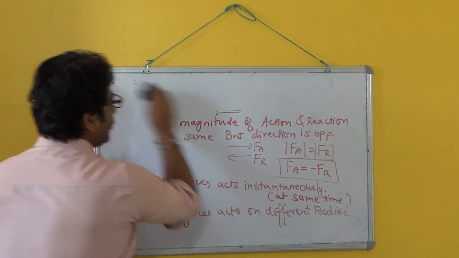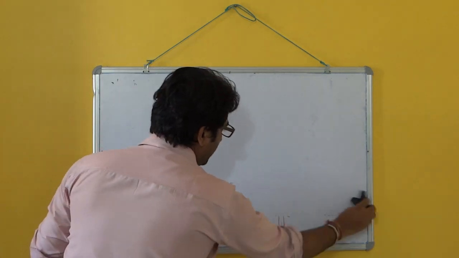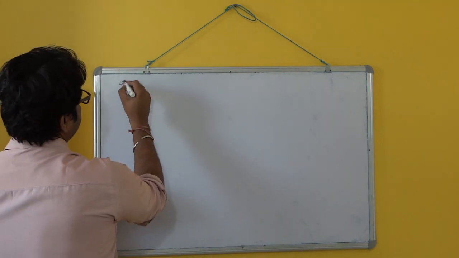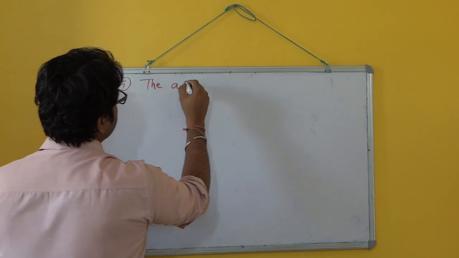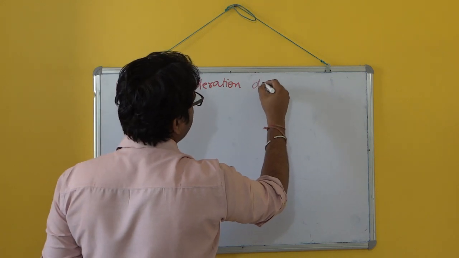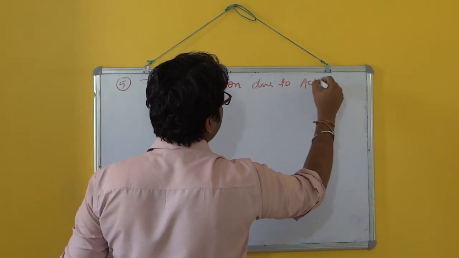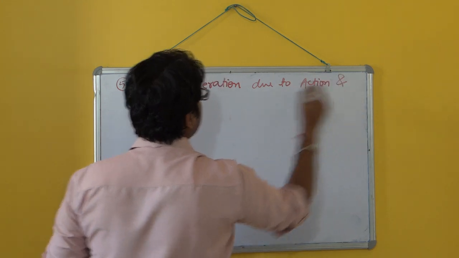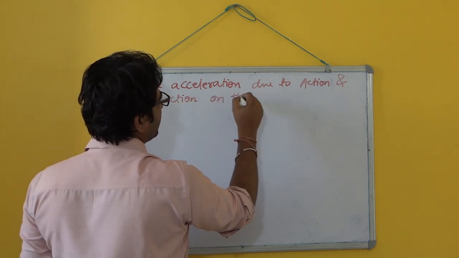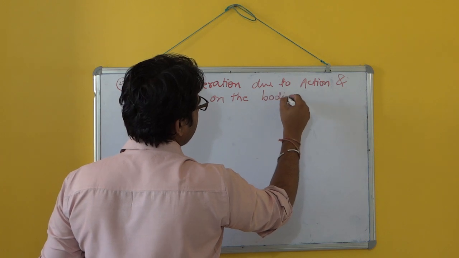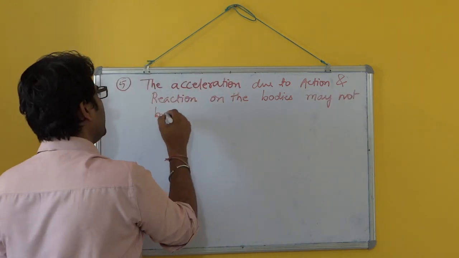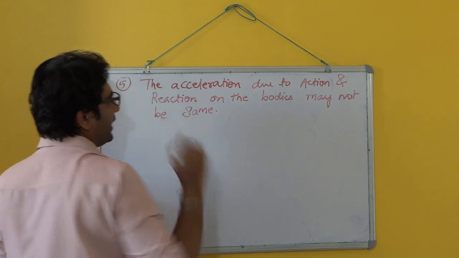The last point that you have to remember in the case of Newton's third law is the acceleration due to action and reaction on the bodies may not be the same. It means what?